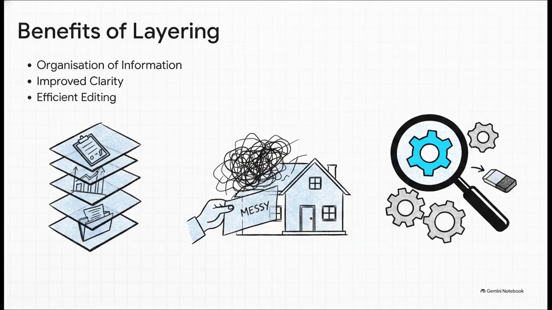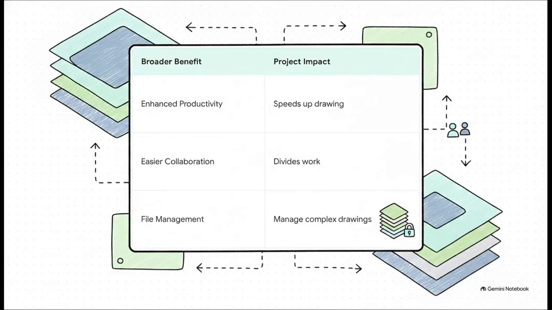For instance, when it is time to actually present the final drawing to a client, you can just hide the layer holding all your messy underlying construction lines. What is left is a perfectly clean professional design. And finally, it allows for highly efficient editing and control. You can safely isolate and modify one specific part of your drawing without the constant fear of accidentally wrecking something else. But it goes way beyond just the visual clarity on your screen.